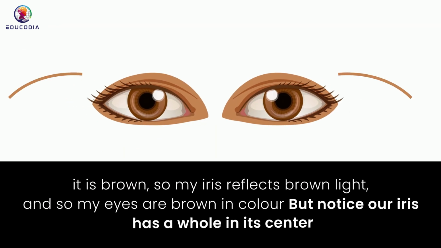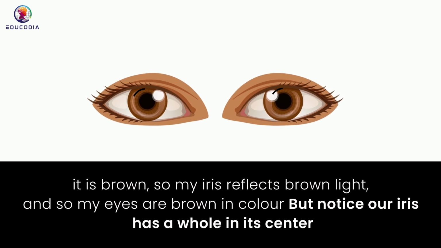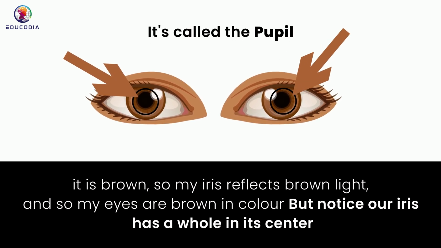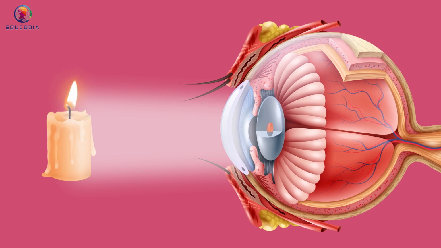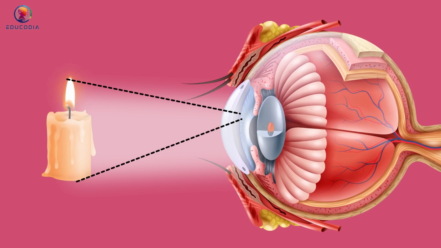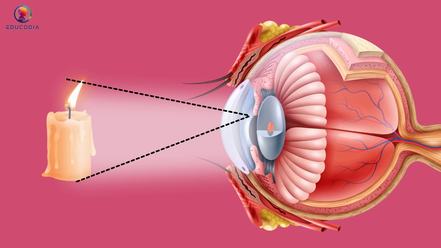In my case, for example, it is brown, so my iris reflects brown light, and so my eyes are brown in color. But notice our iris has a hole in its center. That hole is also given a name, it's called the pupil. So let's just write that down somewhere over here. That hole is called the pupil. As you can see, the pupil is where the light enters into our eyes. So through the pupil light will enter into our eyes, and this is what enables us to see things.